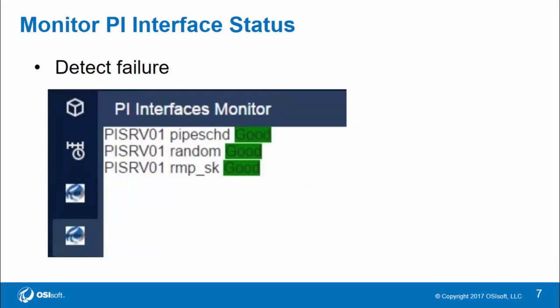The next feature I want to introduce is the Pi interface monitor. It is essentially an easier way for any Pi user without administrator rights to detect failure of the Pi interfaces that they are interested in. Any user is now able to view the status of their Pi interface, and maybe they will notify their Pi administrator when there is a problem.